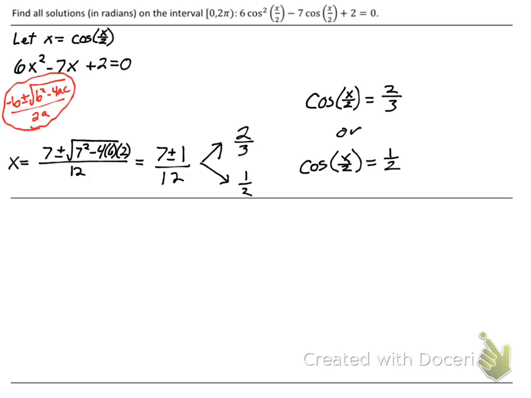I'm going to start with the more complicated of the two, and that's going to be our 2/3. And that's because if you look at your unit circle right now, 2/3 is not on there. 2/3 is not a cosine value on there. So I'm going to start with that one because it's a little different than what we're doing.